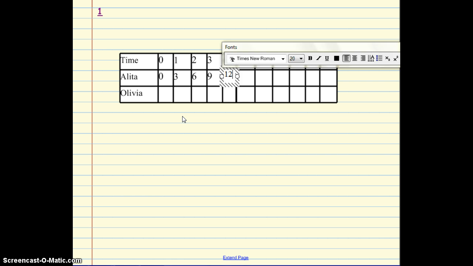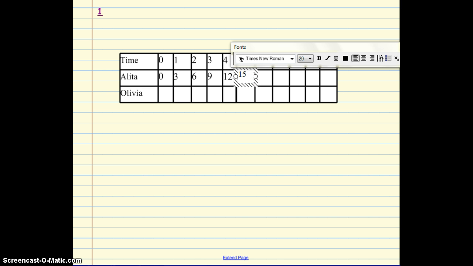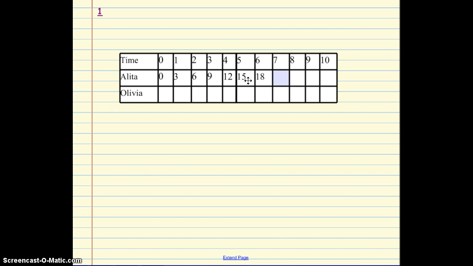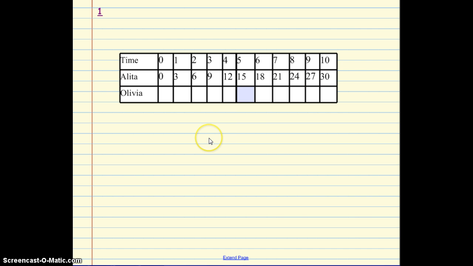Alright, then you should have 12, 15, 18, 21, 24, 27, and 30. Alright, Olivia, the younger sister, she gets that 4 meter head start, so she's going to start at 4. Okay, then it says back in the book that she runs at a steady rate of 2 meters per second.